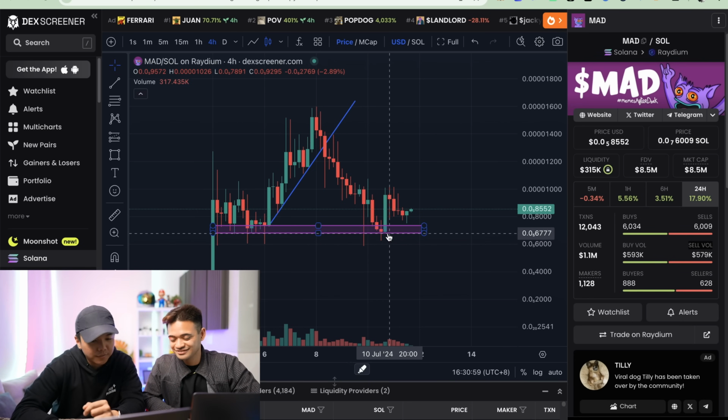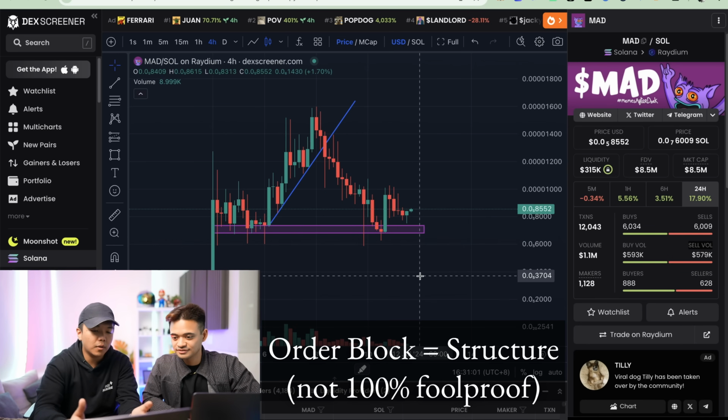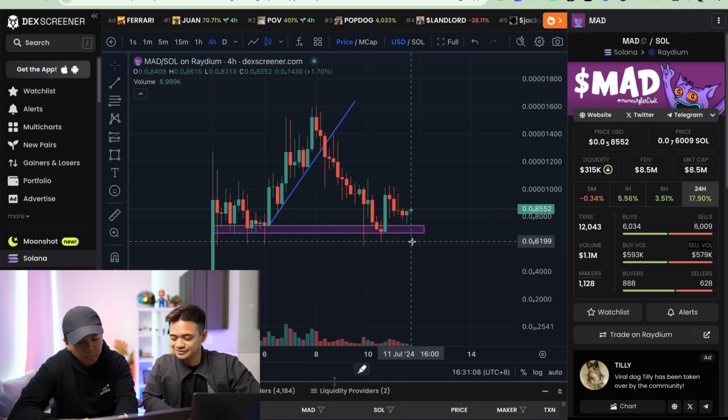Because you don't know if the token will go up or down, an order block is just giving you a structure to follow. It's limiting your choices, right? Either it breaks below the order block and never reclaims it, or it sends all the way up.